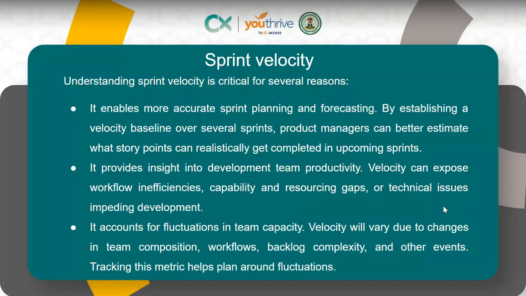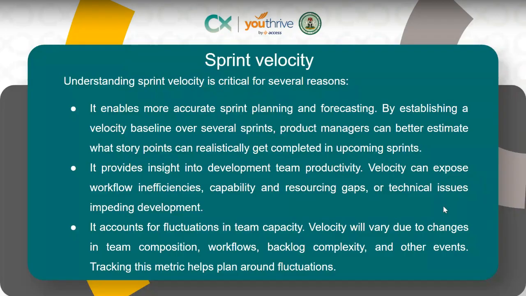And it also accounts for fluctuations in team capacity. Velocity will vary due to changes in team composition, workflow, your backlog complexity, and other events. So tracking these metrics helps you plan around these fluctuations. There are a lot of things that can cause fluctuation in each sprint, even in the new sprint.